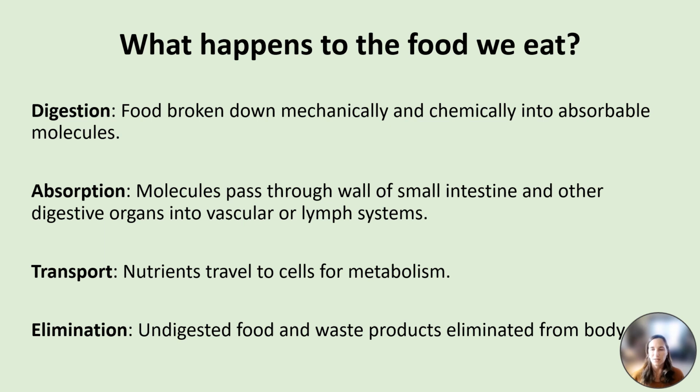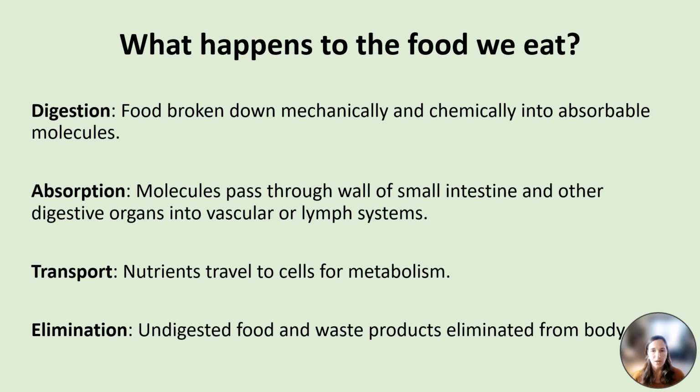All right, so let's break it down and talk about what happens to the food we eat. So first of all, big picture, digestion is when we break down food mechanically by our mouths and chemically into absorbable molecules, because what we really want to do is get those nutrients into our body. We want to be able to absorb them and get them where they need to be.